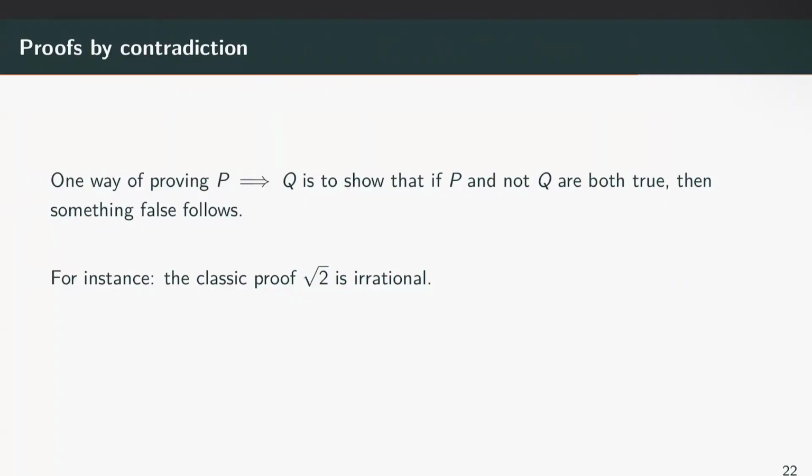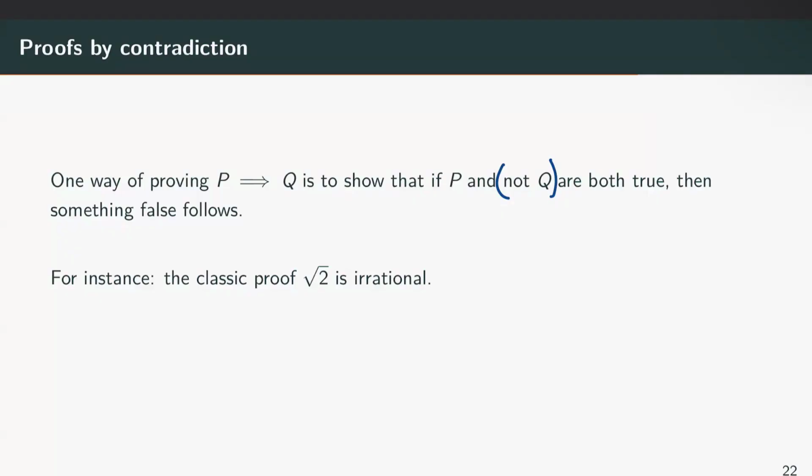Okay, an important class of examples of proof are proofs by contradiction. So one way of proving P implies Q is to assume P and not Q. If P and not Q are simultaneously true, then something false has to happen. And so if we can do that, then that shows that P must imply Q.